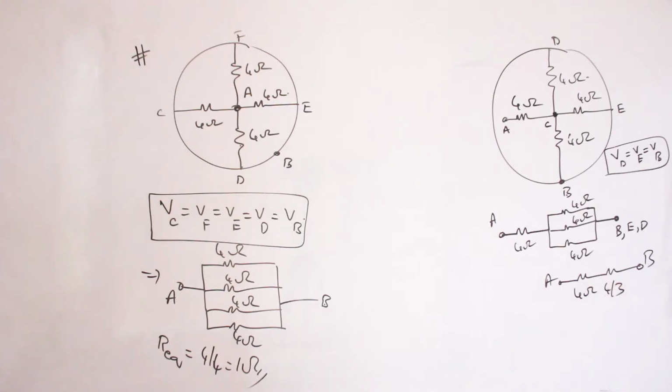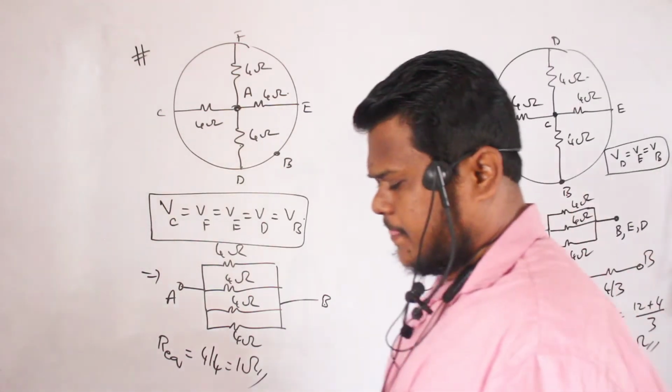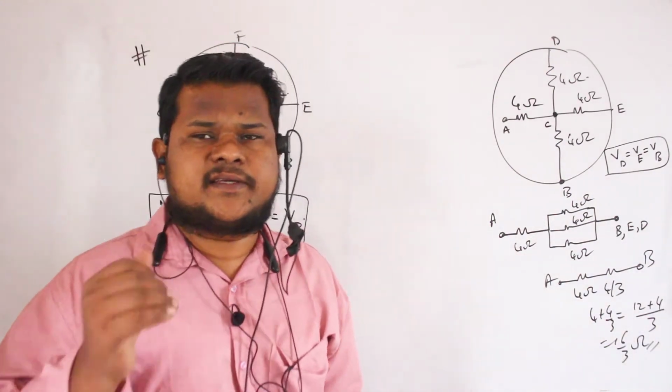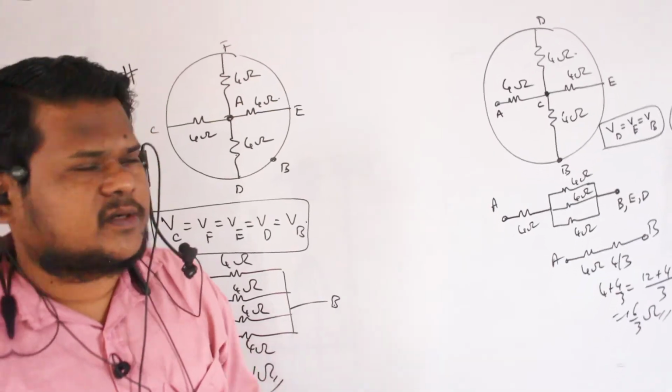Now again these two are connected in series connection. So 4 plus 4 by 3, solve this one. That should be our answer. LCM is 3. So 12 plus 4, so 16 divided by 3 ohms. That is the equivalent resistance. That's all. So have you understood? So with the help of equipotential points, very easily we can solve the problems. So be careful about this one.